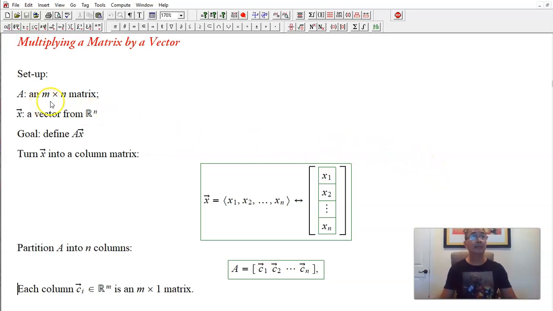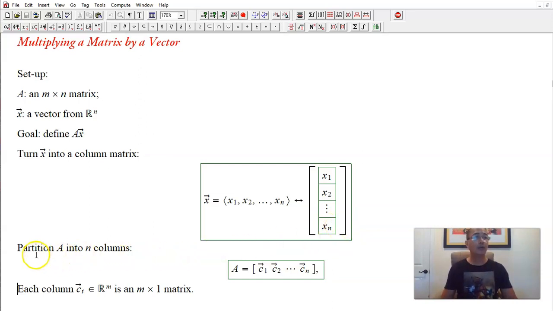We start with an m by n matrix, let's call that A, and we have a vector x from R^n, okay? So notice that n is the number of columns of our m by n matrix. Our goal is to define the matrix product A times x. How are we going to do that? The first thing we're going to do is turn x into a column matrix. It starts out as a vector, x1 to xn, but instead of writing it down horizontally, we write it down vertically. So that is now an n by 1 column matrix.